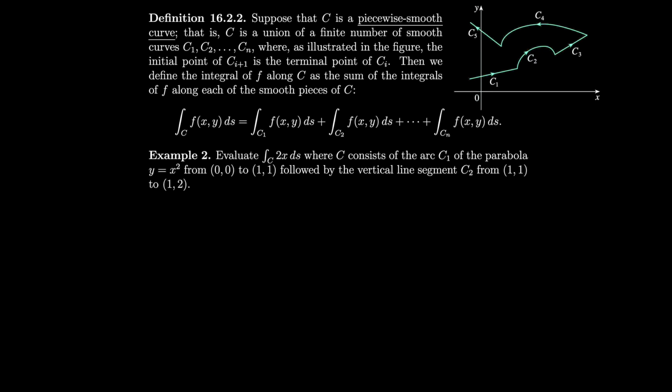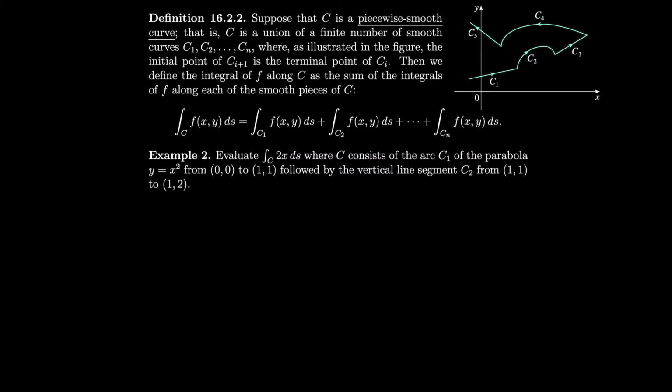Suppose that C is a piecewise smooth curve, that is, C is a union of a finite number of smooth curves, C1, C2 through Cn, where, as illustrated in the figure, the initial point of C(i+1) is the terminal point of Ci, so that means the initial point of each subsequent curve is the terminal point of the curve that came before. Then we define the integral of f along C as the sum of the integrals of f along each of the smooth pieces of C. So basically we're just saying we chop up one big line integral over one big piecewise smooth curve into a whole bunch of smaller line integrals along the way.